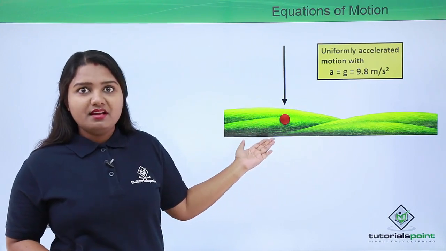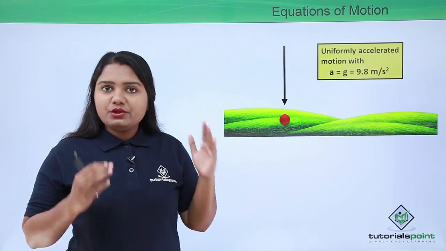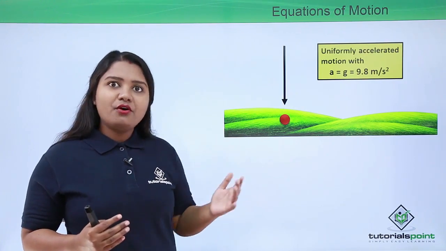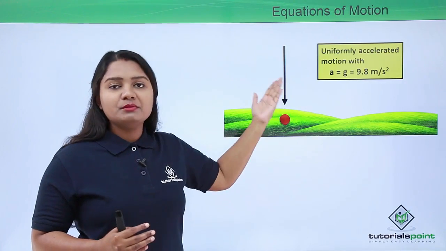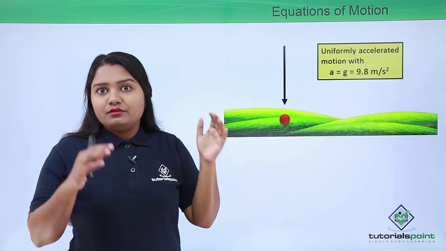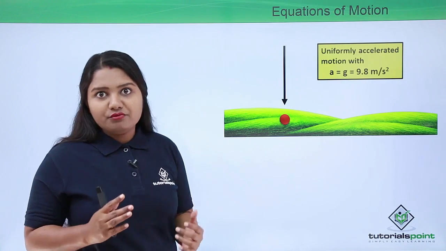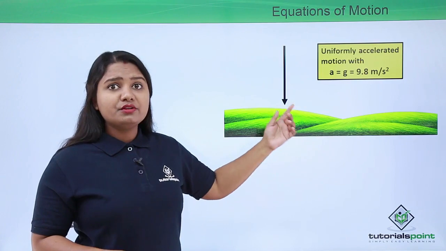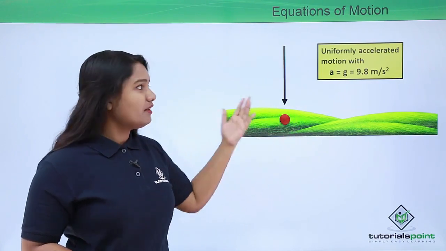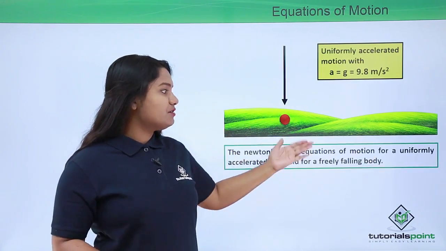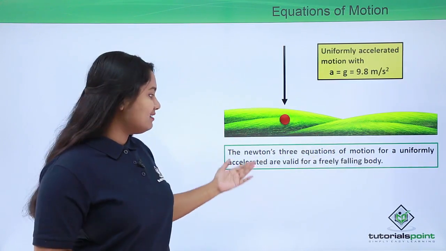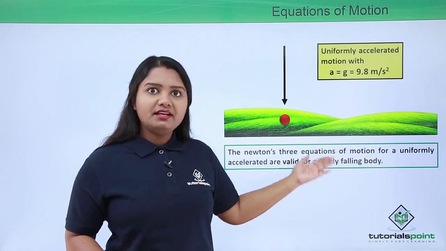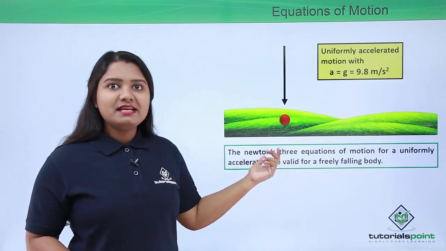This was our conclusion. Now we have a set of equations of motion which we have specifically derived for such a kind of motion, which is uniformly accelerated motion. So we can make use of those three equations here in this case also, since this is also a uniformly accelerated motion. So Newton's three equations of motion for a uniformly accelerated motion are valid for a freely falling body. So this makes a problem simple.